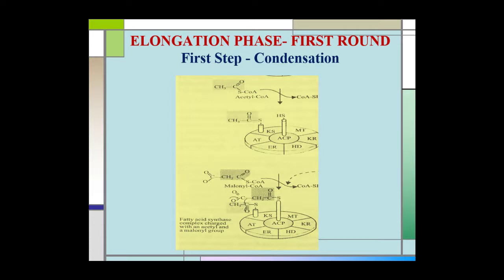Elongation phase, first round. In the charged synthase complex, the acetyl and the malonyl groups are very close to each other and are activated for the chain lengthening process. And this elongation phase consists of the following four steps. First step is the condensation. In this first step of the formation of the fatty acid chain, the activated acetyl group and the activated malonyl group condense to form the acetoacetyl group, and this acetoacetyl group is bound to ACP through the phosphopantetheine SH group.